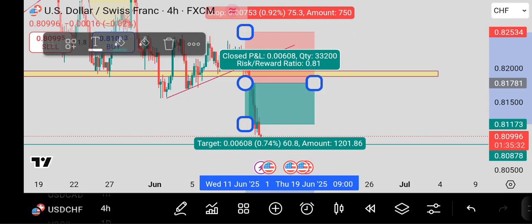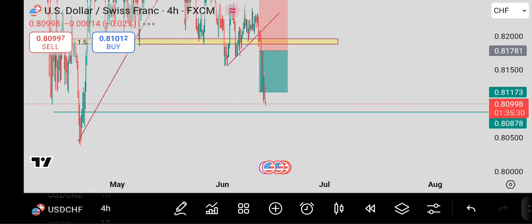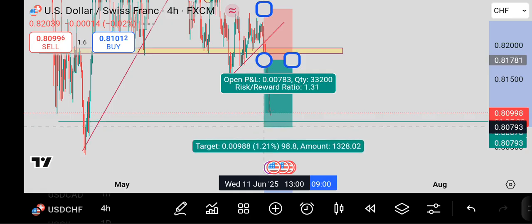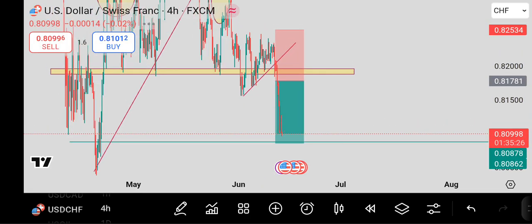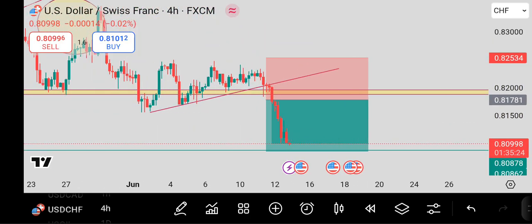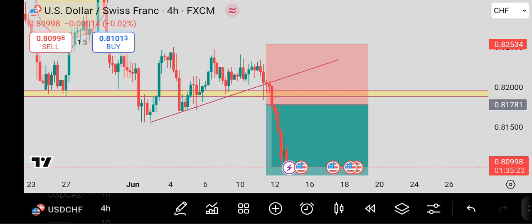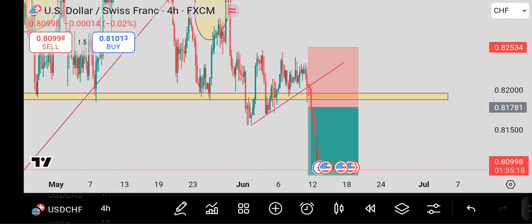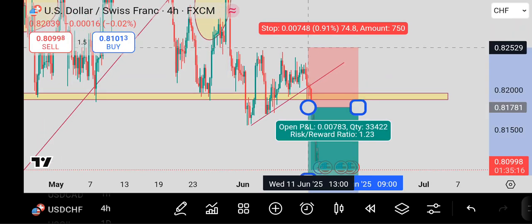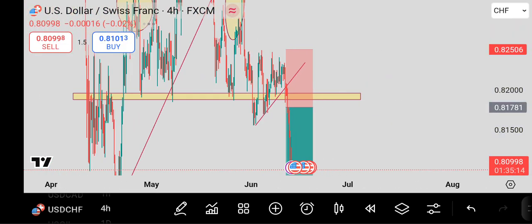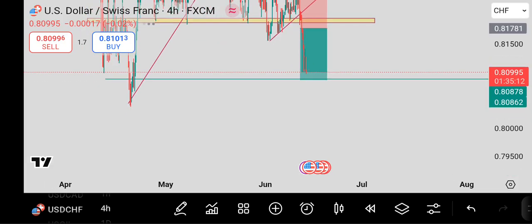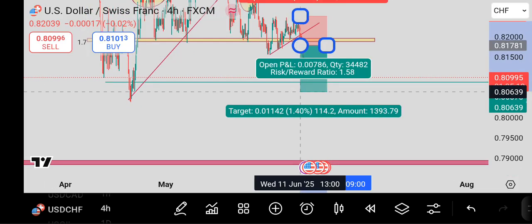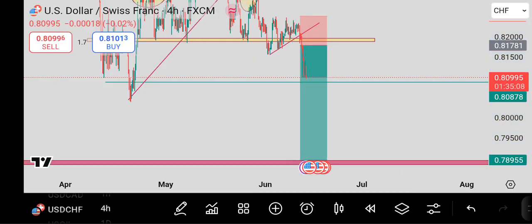I shorted the trade here. My stop loss was here. Then my first take profit was here. I know some people will say, your risk to reward is this and that. But you need to see the bigger picture. After the market takes all this place, this is the next target.